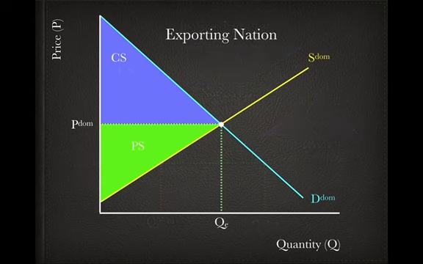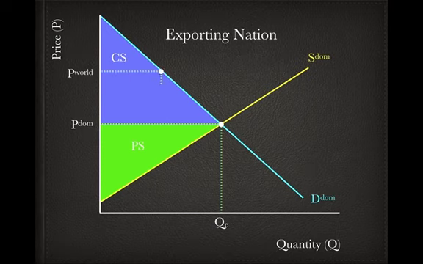Now we can take the same exact look, except take it from the perspective of the exporting nation. And for it to be an exporting nation, there has to be international trade, and the world price has to be greater than the domestic price because you wouldn't want to export something unless you can make a profit doing it. So it's going to have to be at a higher price than your domestic market. So let's say the world price is there.